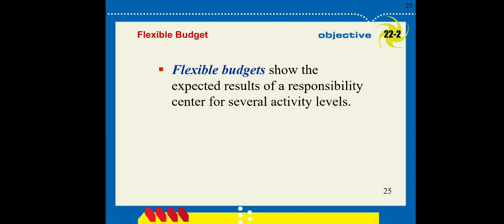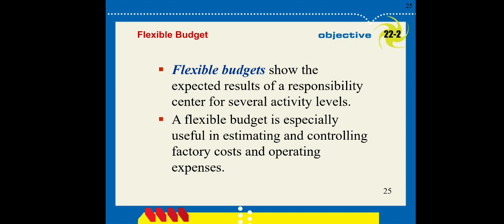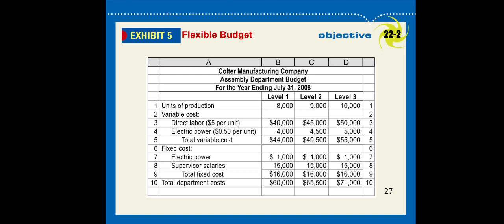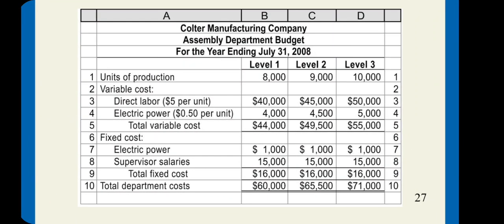Flexible budget shows the expected result of a responsibility center for several activity levels. And the second point is that a flexible budget is especially useful in estimating and controlling factory costs and operating expenses. Okay, I hope there is an example. Okay, this is a flexible budget. It is a bit complex because a flexible budget considers several levels of quantity of production or activity of production.